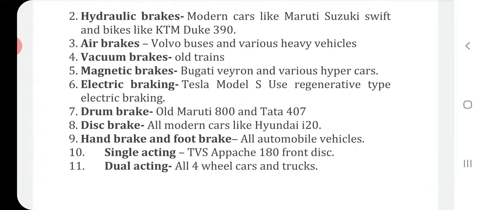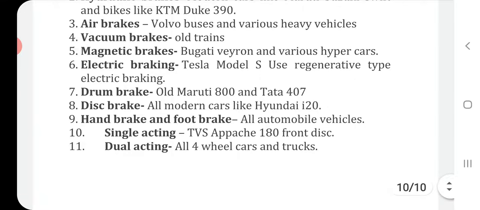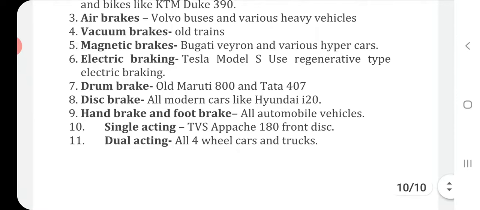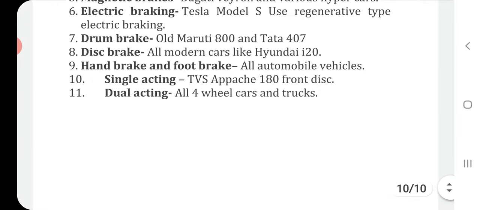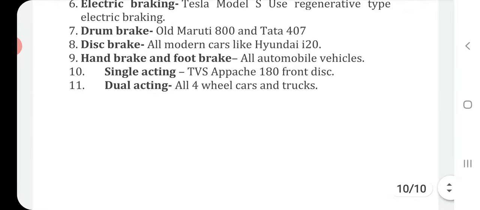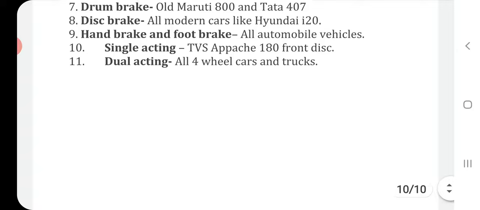Magnetic brakes are used in the Bugatti Veyron and various hypercars. It's a small assignment for you to look for the cars which are using magnetic brakes. Electric braking, we have discussed this. It is used in the Tesla Model S, and these are regenerative types of braking also. Then drum brakes, in the old Maruti 800 and Tata 407, and disc brakes in all modern cars. All modern cars are using disc brakes. Hand brakes, you will find in all automobiles. Single acting, your bikes, just like the TVS Apache, and dual acting, your four wheelers.